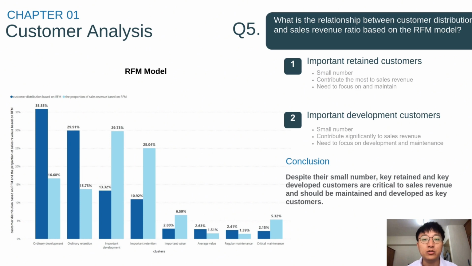The RFM model is based on 3 quantitative factors: recency, frequency, and monetary. Recency refers to how recently a customer has made a purchase. Frequency refers to how often a customer makes a purchase. And monetary refers to how much money a customer spends on purchases. Through this model, users are divided into 8 categories.